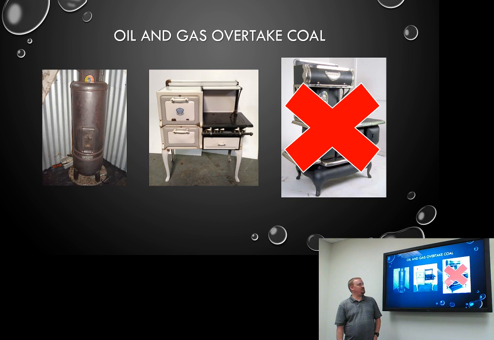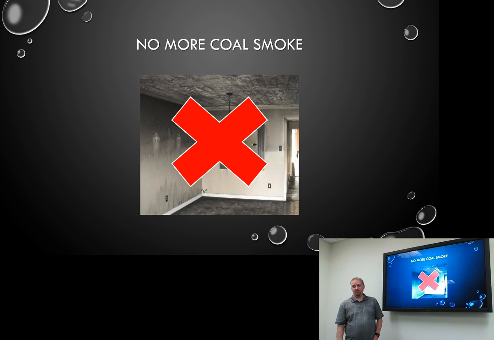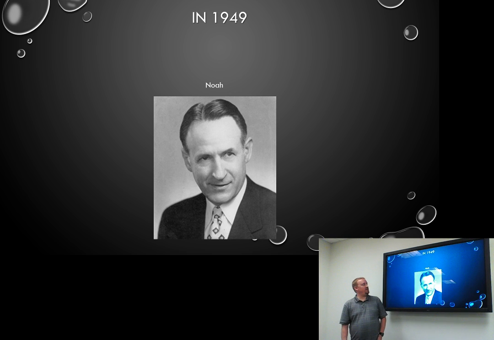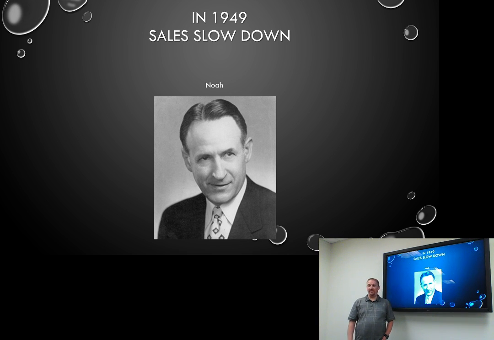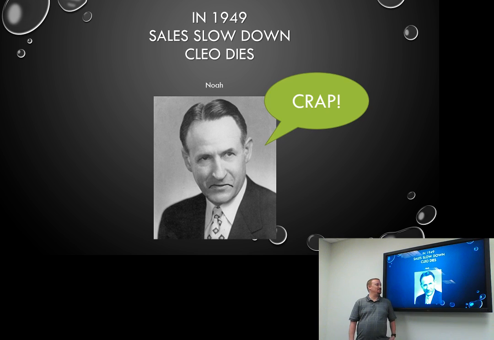And of course, with coal stoves on the way out, so is the coal smoke, and the reason for the Kutol Wall Cleaner. So, in 1949, there's Noah. Sales are slowing down, and worse yet, Cleo dies in a plane accident. So Noah's really not happy. You'd see his frowny face. All right, so things are going bad for Noah and Kutol Wall Cleaner.